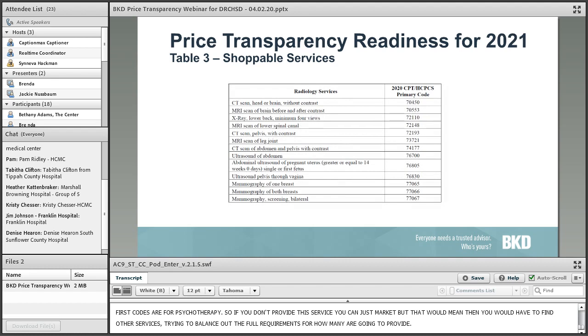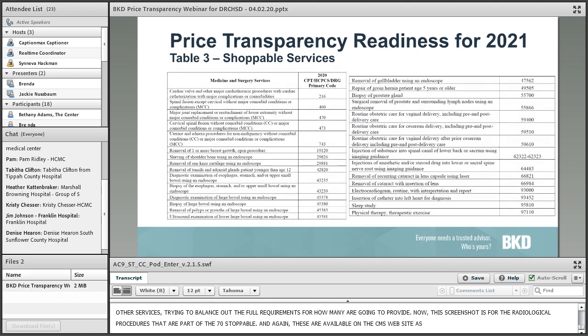And this part of Table 3 is a screenshot of the E&M codes and the lab and pathology codes. And so take, for example, those first E&M codes are for psychotherapy. So if you don't provide this service, you can just mark as an NA. But that would mean then you would have to find other services trying to balance out the full requirement for how many you're going to provide.